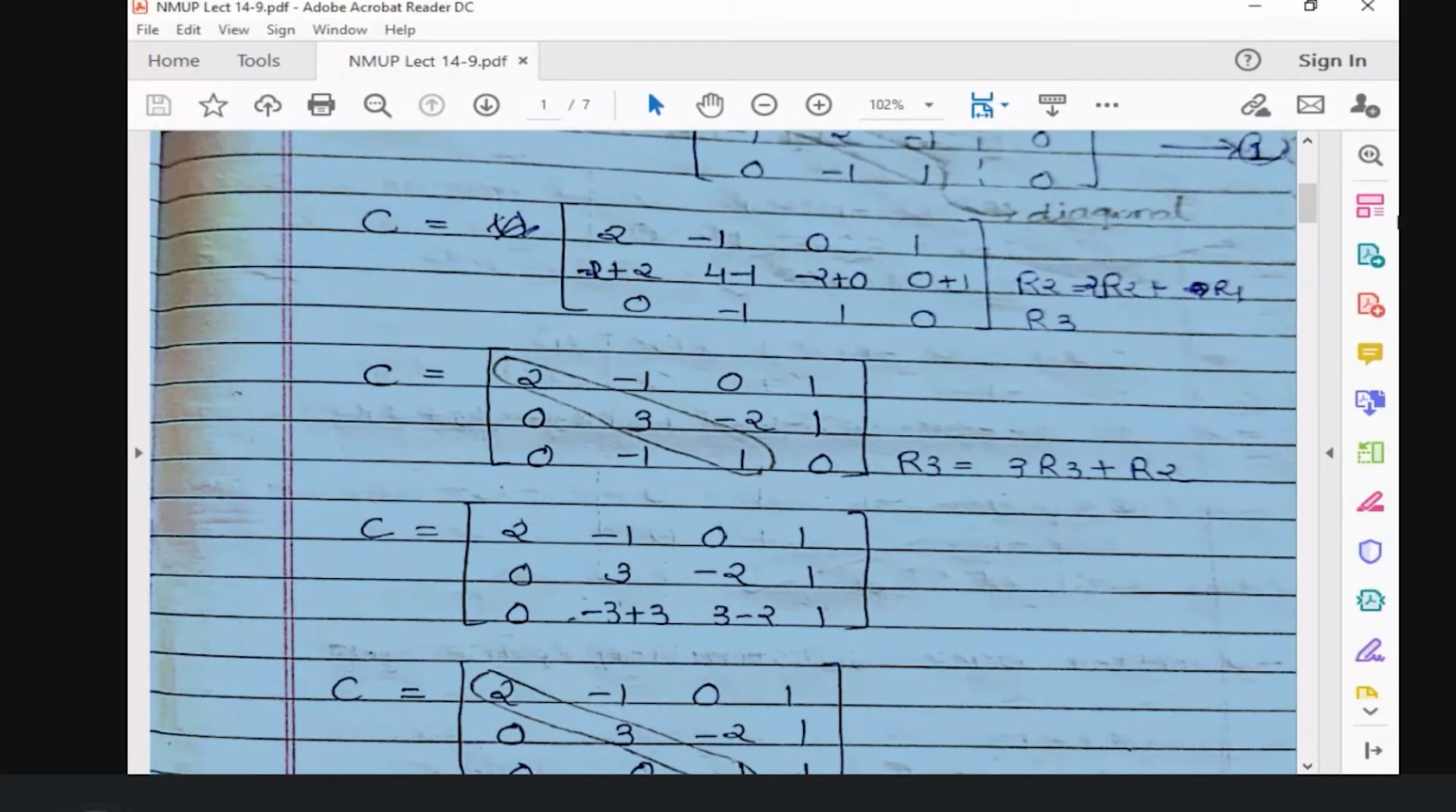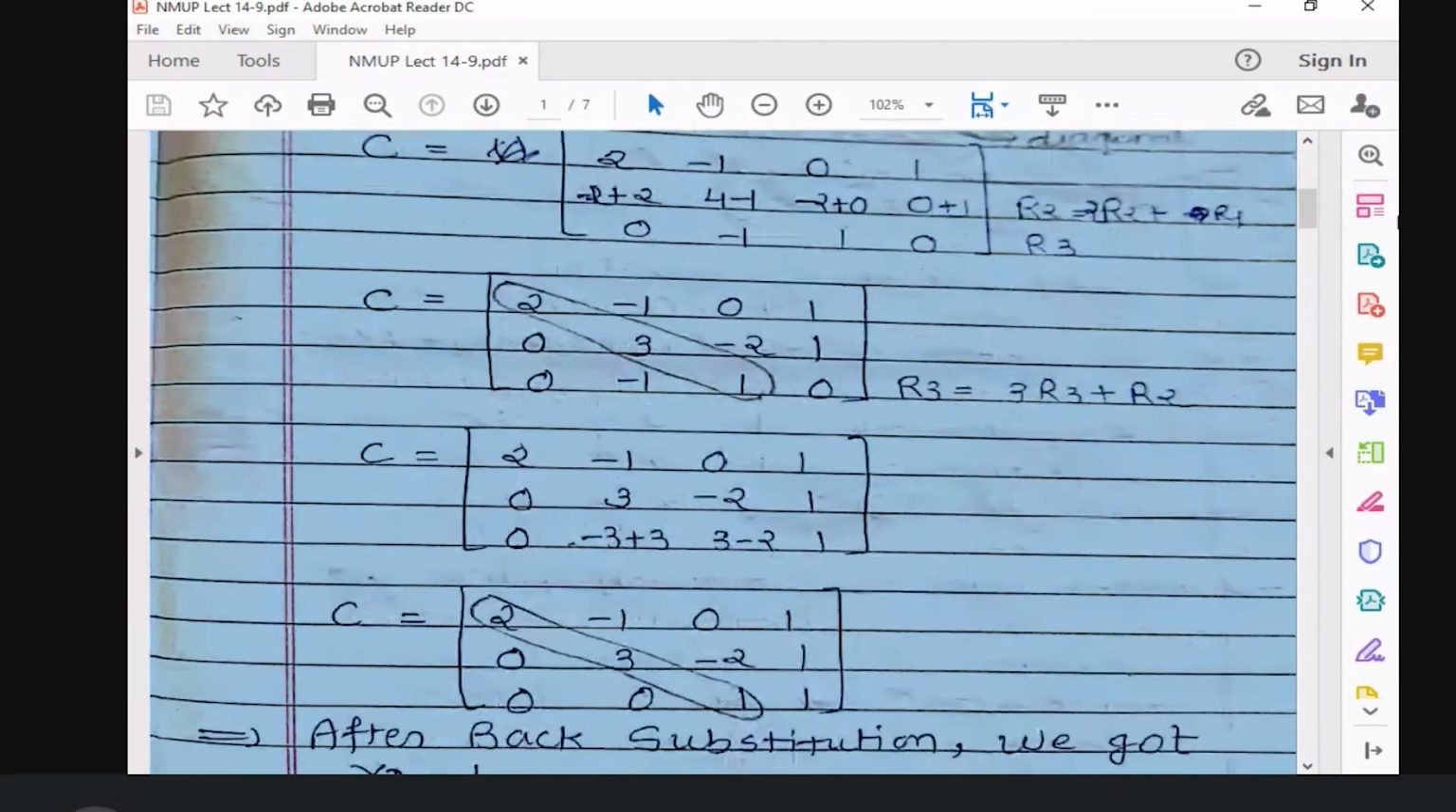Then again, we do these row manipulation operations over here. For that, we are multiplying row 3 by 3 and adding it with row 2. And by doing this, we got this final C matrix, which is the last matrix. So after the diagonal, my 3 elements should be equal to 0.